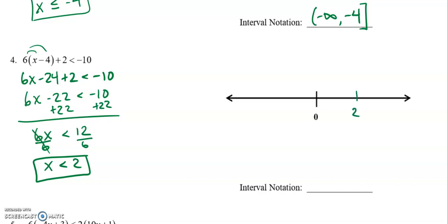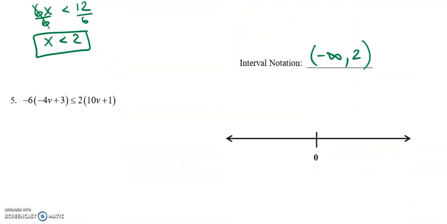Here's my positive 2. I want less than, so that goes to the left. And it's not equal to, so I need an open circle at 2. The corresponding interval notation: parenthesis, negative infinity, comma, 2 with a parenthesis because we're not equal to.